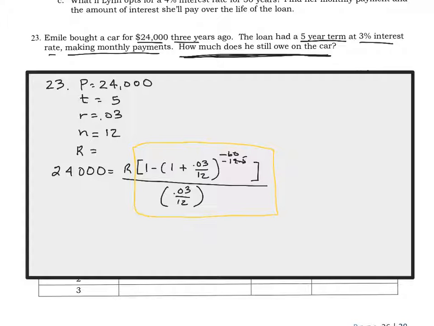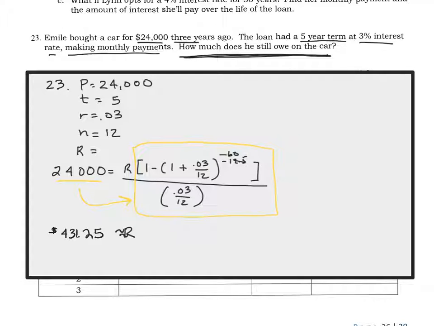Okay, we'll take that 24,000 and divide by what we just got there. And our final answer for our monthly payment will be $431.25.